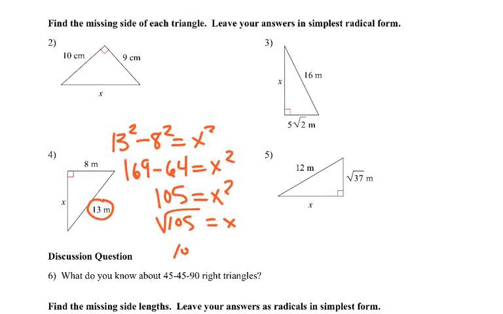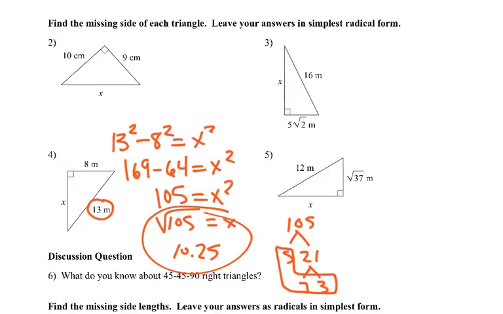We get about 10.25. Okay, or can we factor it? We could. 105 would be 5 times 21, 21 is 7 times 3, but is there anything I can pull out? No, so that's my simplest.